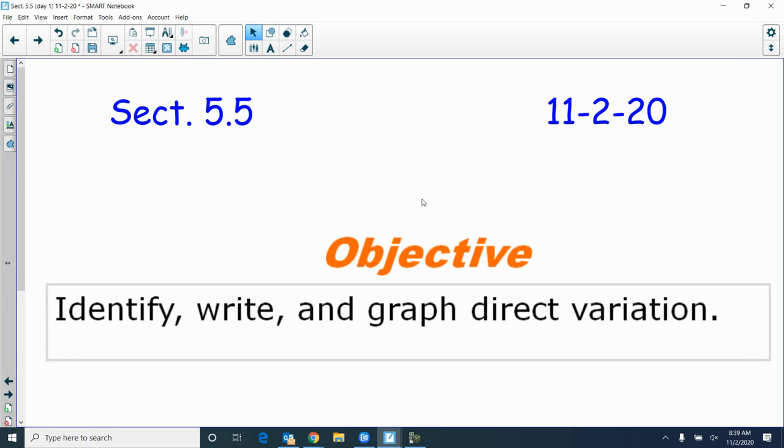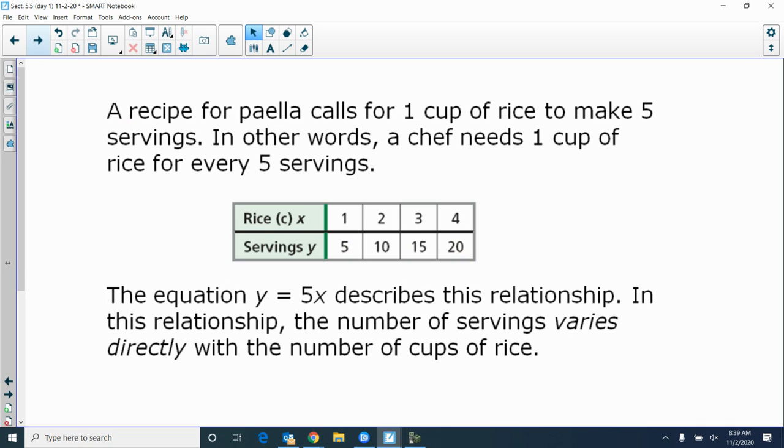Identify, write, and graph direct variation. It's a form of a linear function, but it just has a special equation. A lot of it is just common sense, what you would expect. If you need 2 eggs for a dozen cookies, how many eggs are you going to need for 2 dozen? 4. And for 3 dozen? It's going to be a direct relationship. That's why it's called direct variation. If you need 1 cup of sugar for 10 people and you're going to make it for 50 people, you need 5 cups of sugar.